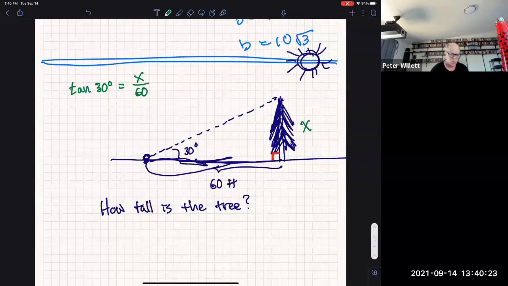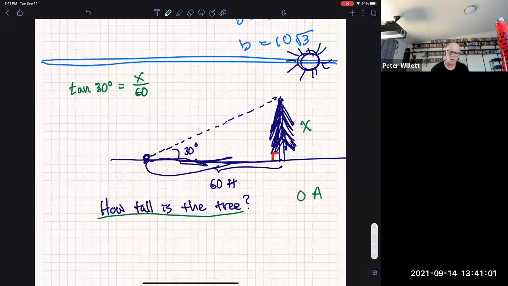So if I want to know, for people who just didn't know how to get started, let's talk this through a little bit. If I want to know how tall the tree is, that's our unknown. So we can put an X there or an H for height, or you can put whatever you want. The two sides that are involved are the 60-foot shadow side and the X, the unknown height. Those are the two sides of the triangle. The angle that we know right out the gate is 30 degrees. The X side is opposite that angle, and the 60-foot is adjacent to that angle. So we have the opposite and the adjacent sides.